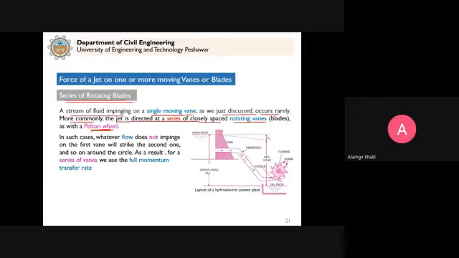So in such cases, when a jet hits a series of moving vanes, whatever flow does not strike the first vane will strike the second one, and so on around the circle. As a result, for a series of vanes, we use the full momentum transfer rate. It means that this is not Q dash, but rho Q equal to rho A1 into V1. We do not consider Q dash for a series of moving vanes.